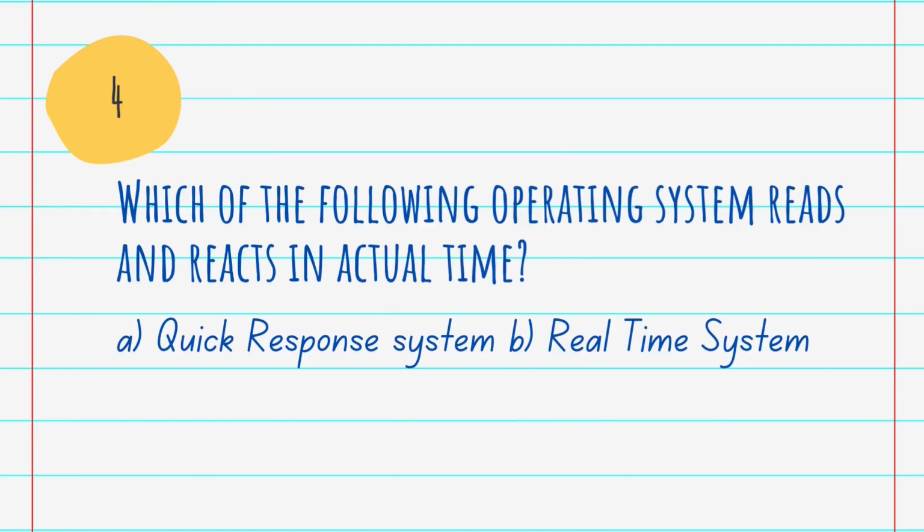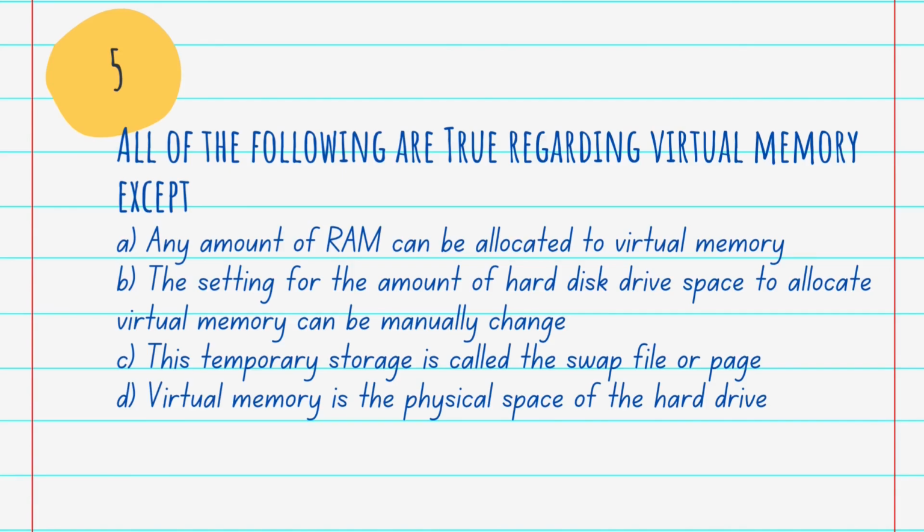Then question number 4. Which of the following operating systems reads and reacts in actual time? A. Quick response system, and B. Real-time system. And the answer is B, real-time system. A real-time operating system is an operating system for real-time applications that processes data and events that have critically defined time constraints. Real-time operating systems are event-driven and preemptive, meaning the operating system is capable of monitoring the relevant properties of competing tasks and making changes to the task priority. That's why our answer is B, real-time operating system.